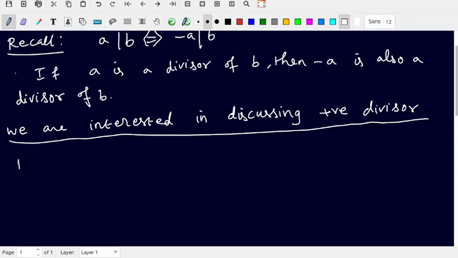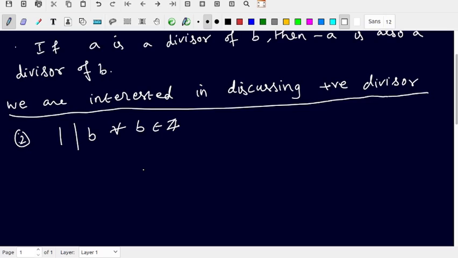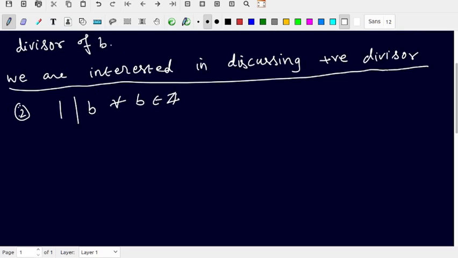And the second thing to be recalled is that 1 divides B for all integers B. So if you are looking for positive divisors, one is by default a positive divisor. One is a positive divisor for every B.